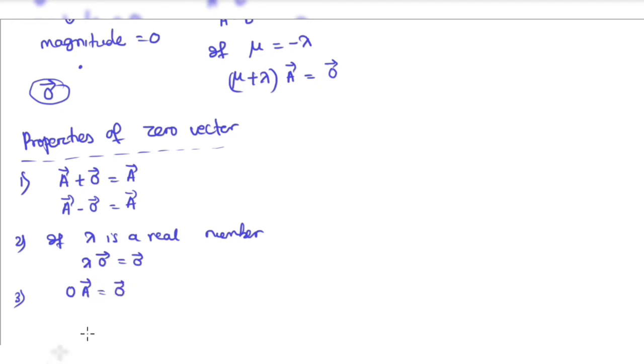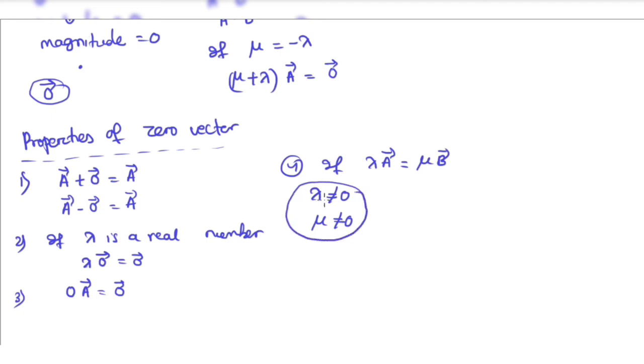Is that clear? The next point is, if lambda a vector is equal to mu into b vector, where lambda is not equal to 0 and mu is also not equal to 0, these are two non-zero quantities. But if lambda a is equal to mu b, then this condition can be satisfied only if a vector is equal to b vector is equal to 0 vector.